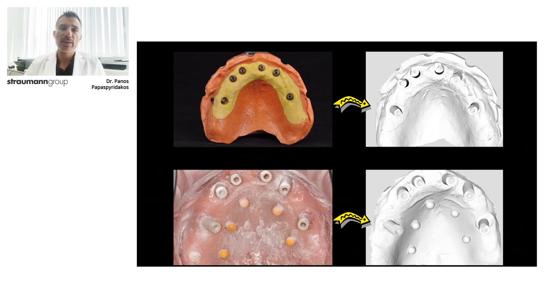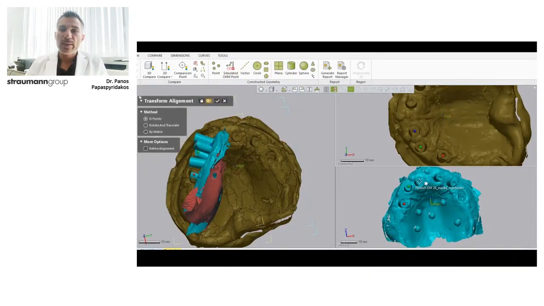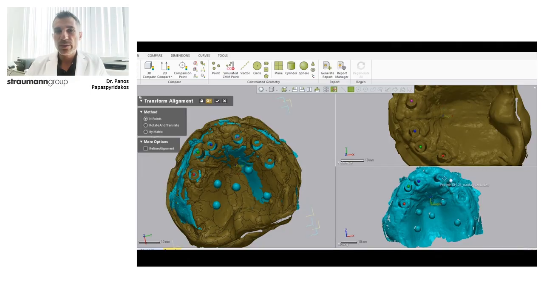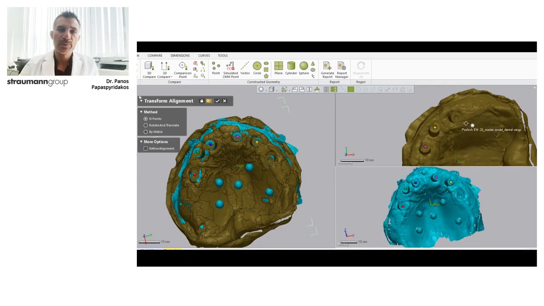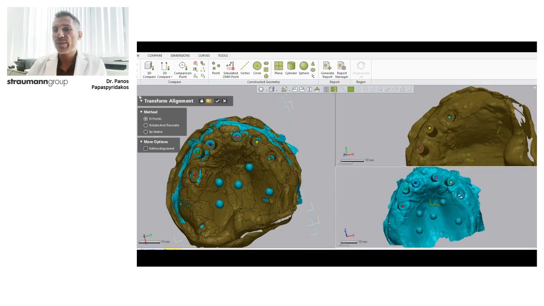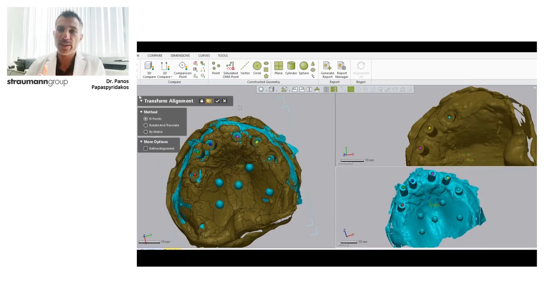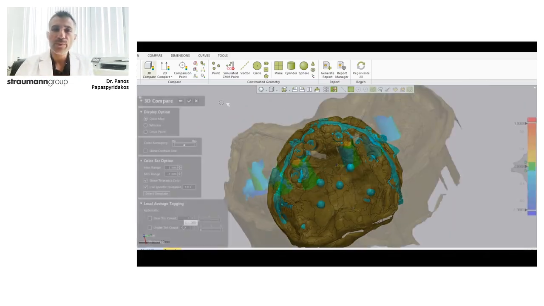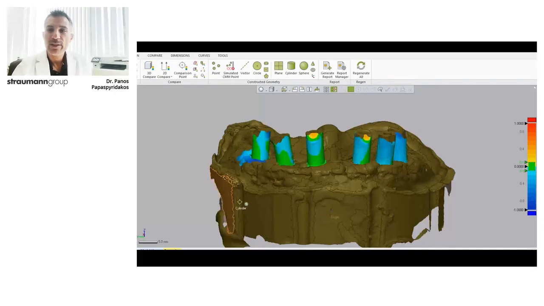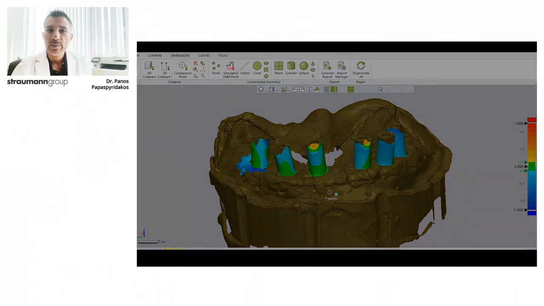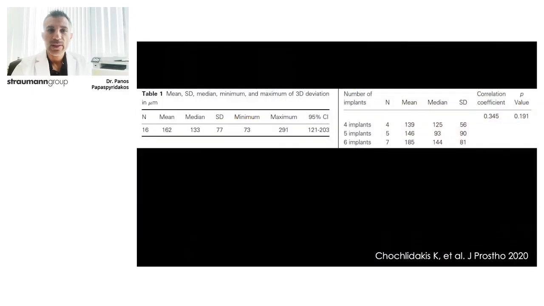Now, these two STL files for each patient both were imported into a reverse engineering software that you can see here. It's called GeoMagic. And the best fit algorithm was used to overlap and superimpose the scan bodies and assess the three-dimensional deviations between the conventional impression and the digital impression. You see here a color gradient map demonstrating the three-dimensional deviations between the implants.